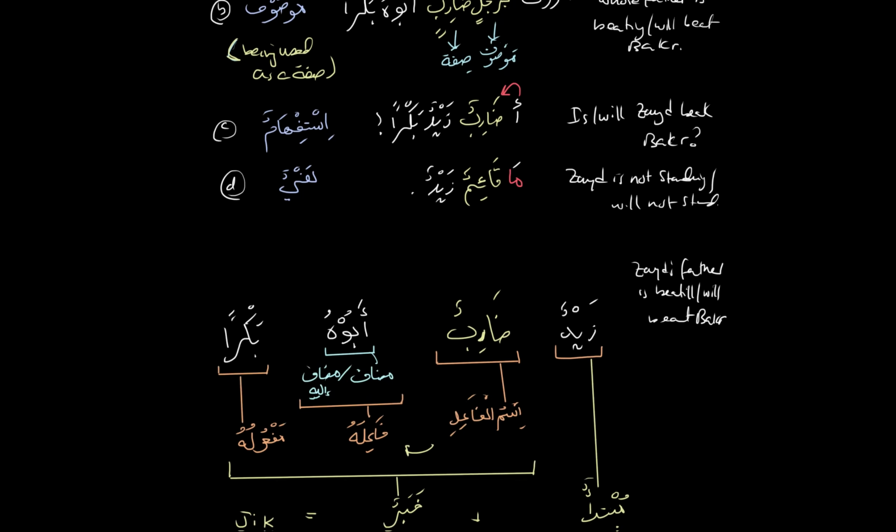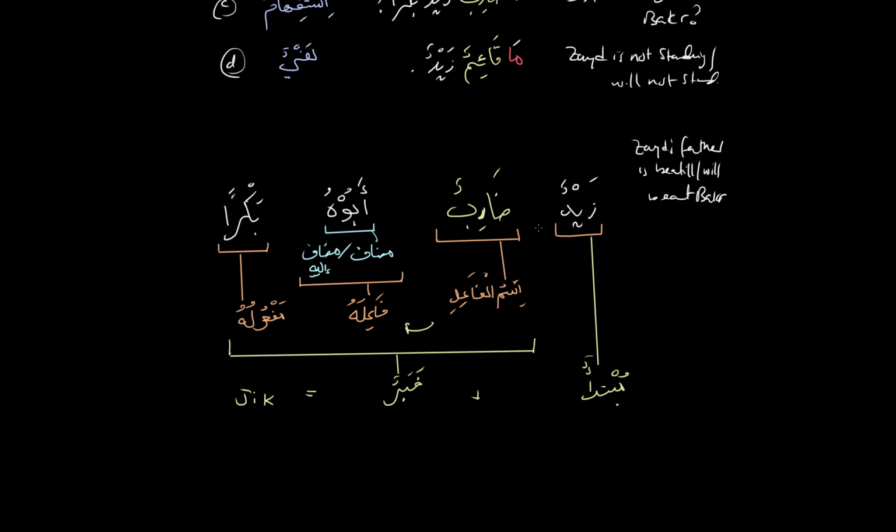And the analysis of this is like this. Here Zaydun is a mubtada, so the whole thing is a khabar. So this is ism fa'il, and this is fa'iluhu, and it's maf'uluhu, and all of this together is the khabar for this jumla ismiya khabariya.